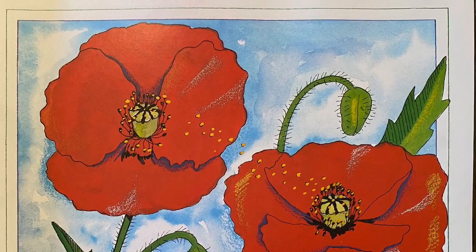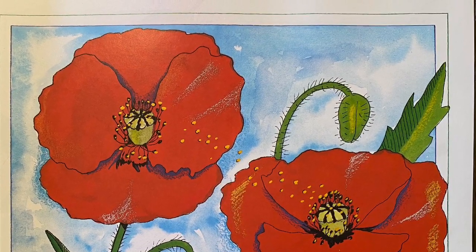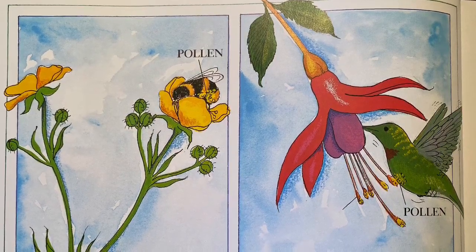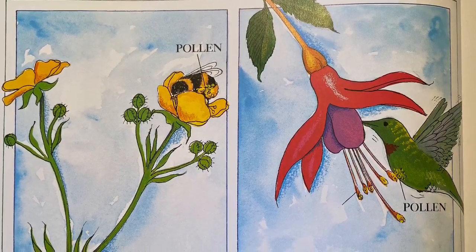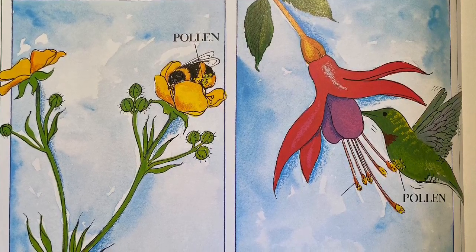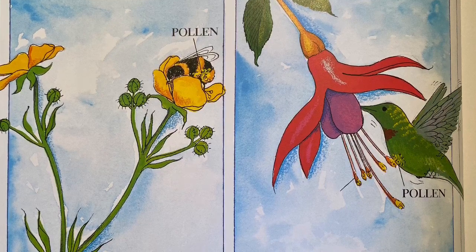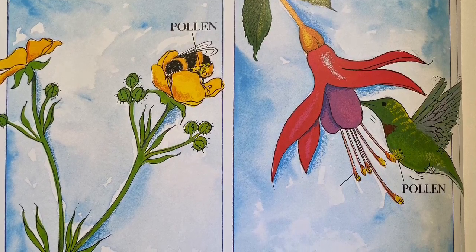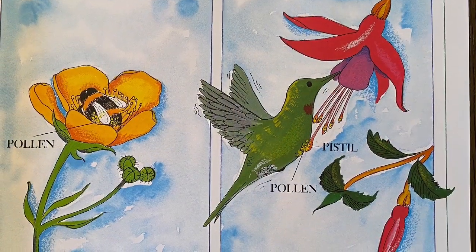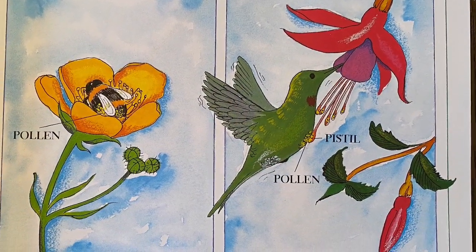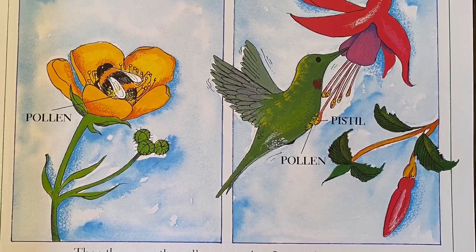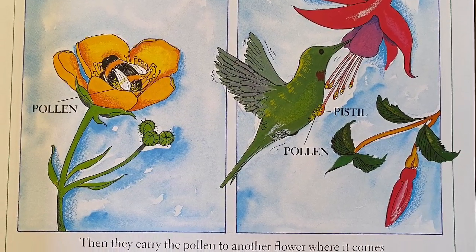Often, wind blows pollen from flower to flower. Bees, other insects, and hummingbirds help pollinate too. While they visit flowers for their sweet juice, called nectar, pollen rubs onto their bodies. And we can see the pollen on the bee and the pollen on the hummingbird. Then they carry the pollen to another flower where it comes off onto its pistil. We can see the pollen in the pictures, and the pollen is getting onto the pistils.